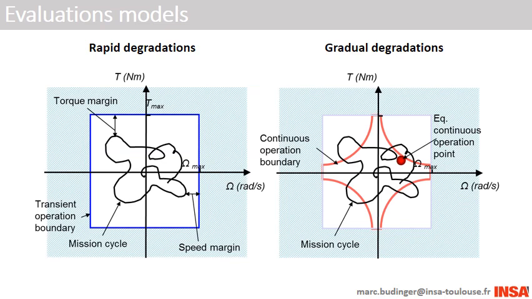Two types of degradations are generally encountered. Sudden degradations, corresponding to efforts and speeds exceeding the limits admissible by the components. It's therefore necessary to check that the mission profile remains in a valid domain of use for the component. And slower degradations, like mechanical fatigue, characterized by an accumulation of damage, progressively leading to the component's destruction. It's necessary to calculate equivalent quantities that could represent these deteriorations.